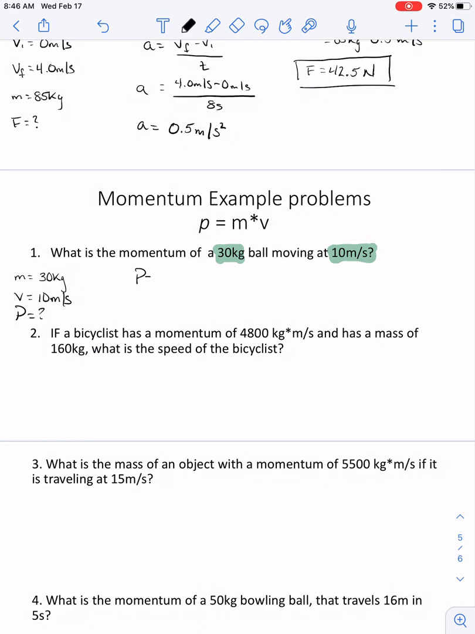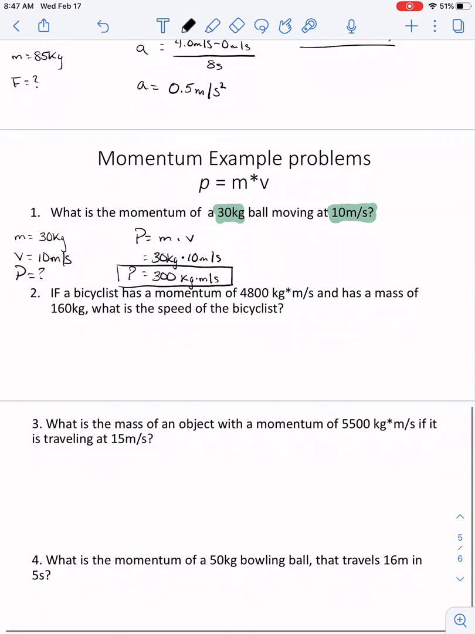So this is just p equals m times v, where we're going to plug in 30 kilograms times 10 meters per second, which gives a momentum of 300. And for the units, nothing cancels, it's just kilograms times meters per second. And so we have solved for the momentum.